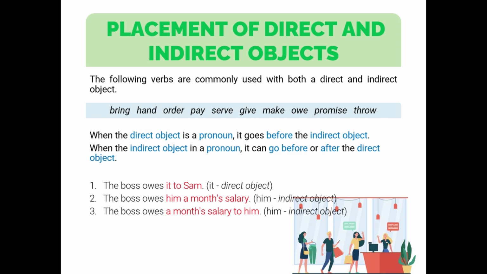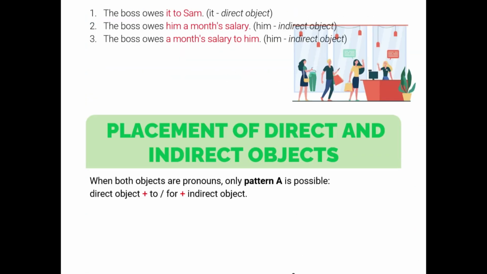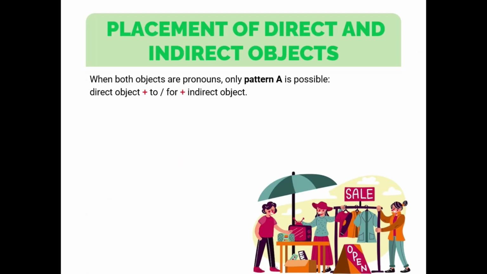And to conclude, when both objects are pronouns, only pattern A is possible, which is direct object plus the preposition to or for plus indirect object. For example, number 1, the boss owes it to him. Number 2, the boss ordered it for him.